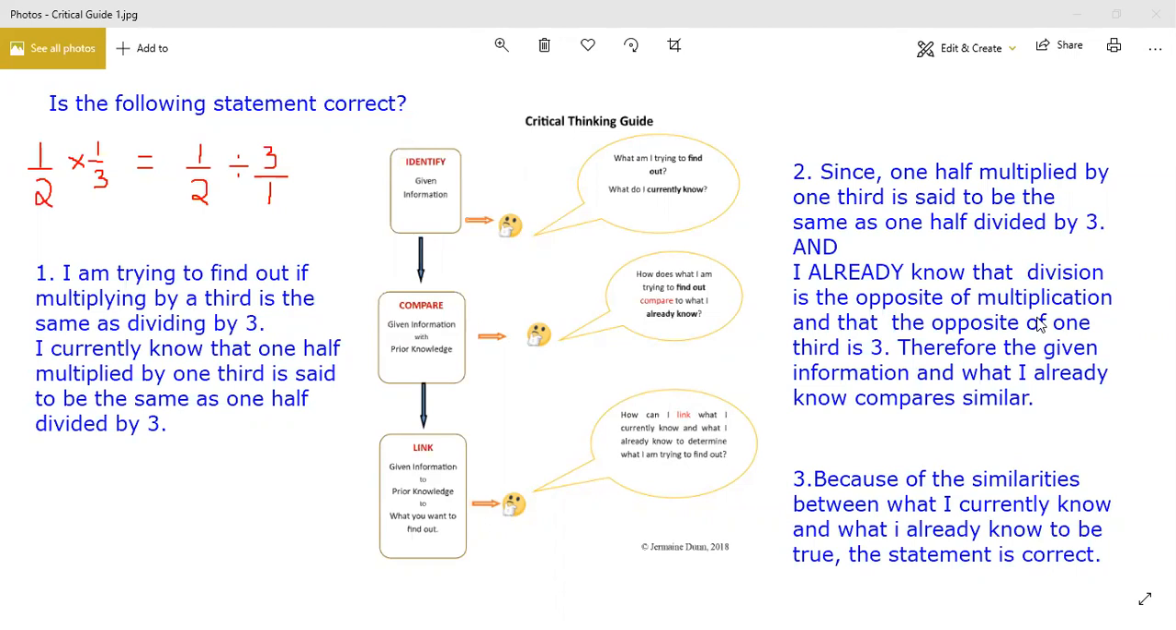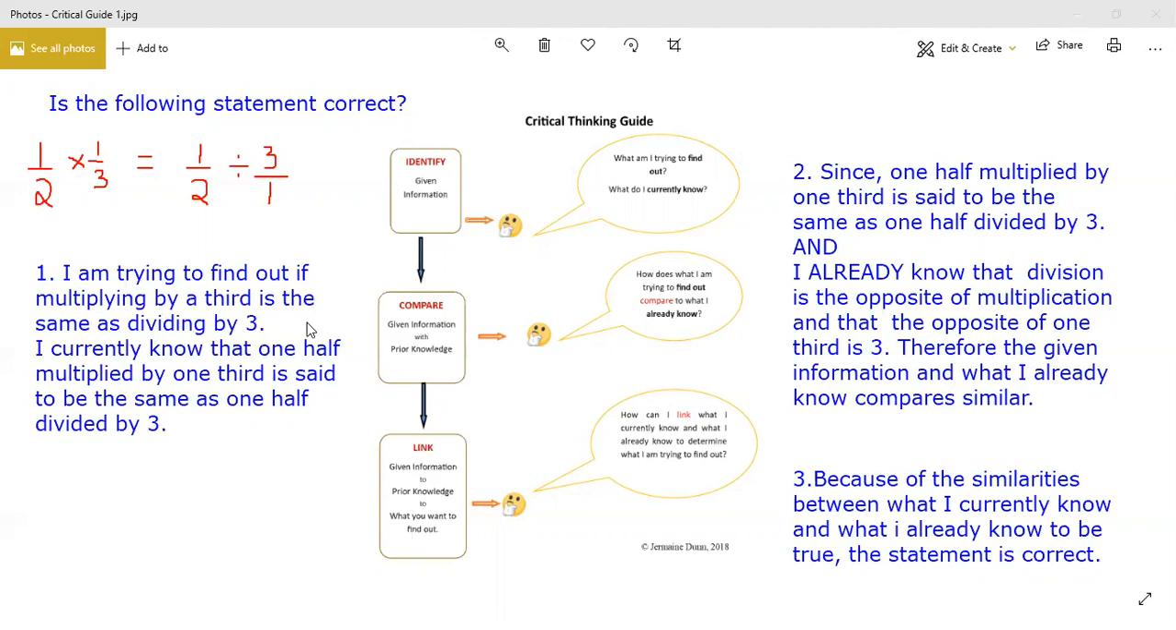Now, if I'm going to be using the critical thinking guide in my class to develop my students' critical thinking skills and have them answer this question as they ought to do naturally, the first thing I would need to do, as stated in step 1 in the guide, is to identify the given information. And to identify given information, I must ask myself, what am I trying to find out? And so over here, step 1, we say, I am trying to find out if multiplying by a third is the same as dividing by 3. All right, so we're going great.